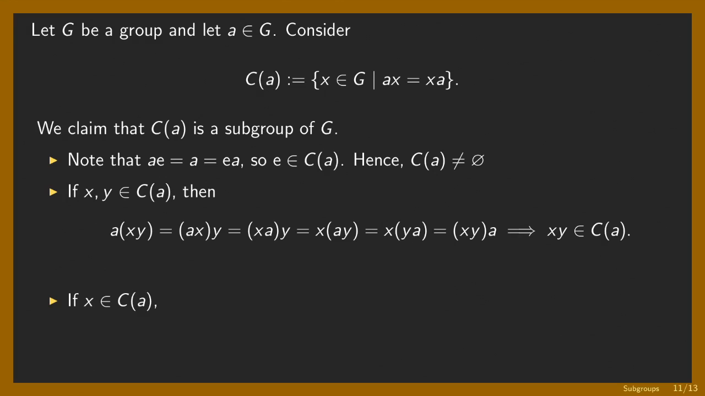Finally, to make C of A a subgroup of G, we show that it's closed under inverses. So if X commutes with A, I need to show that X inverse commutes with A. So to do that, I need to multiply X inverse to the right of A, and then I need to show that this is equal to X inverse times A. So this is what we do. I will insert these factors. Now you know that A inverse A is just identity, so it has no effect on the product at all.